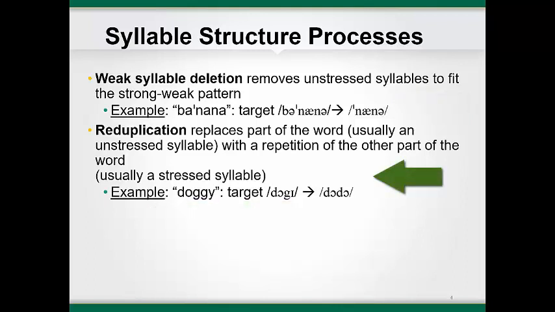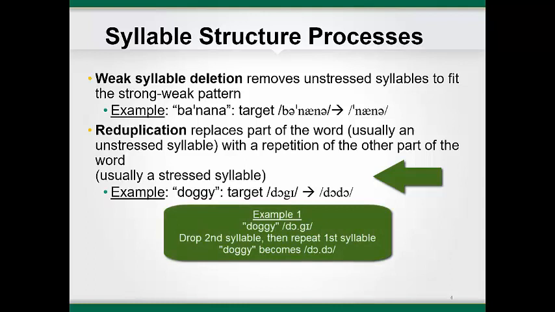Reduplication is the last of the syllable structure processes in this lecture. In reduplication, a syllable is typically removed and replaced with another syllable in the word. In the word doggy, for example, if the reduplication process were applied, the second syllable gy would be removed and replaced by the first syllable to create da-da.